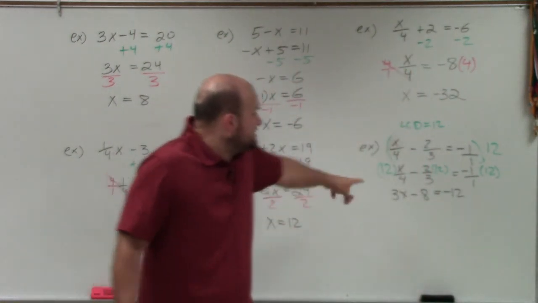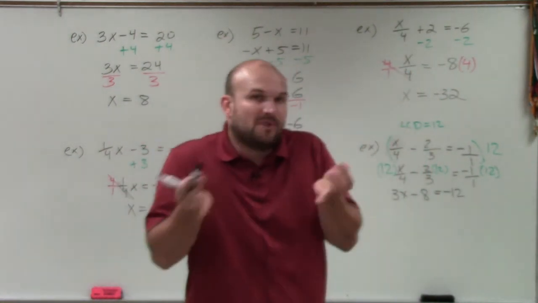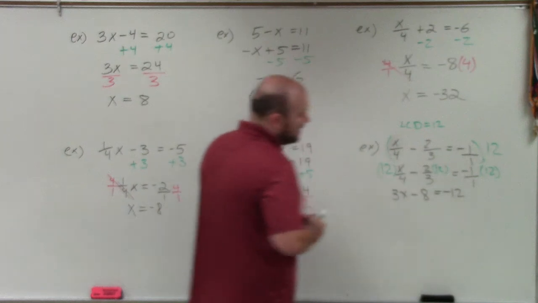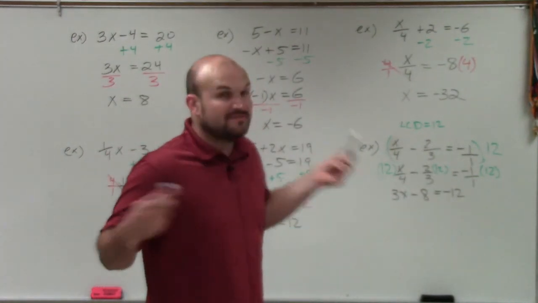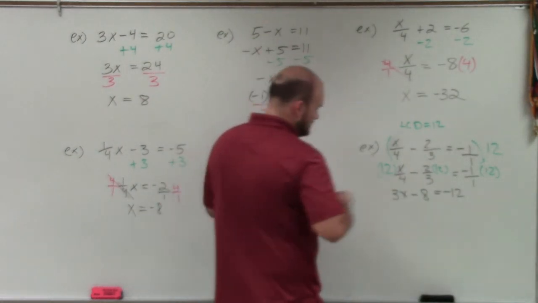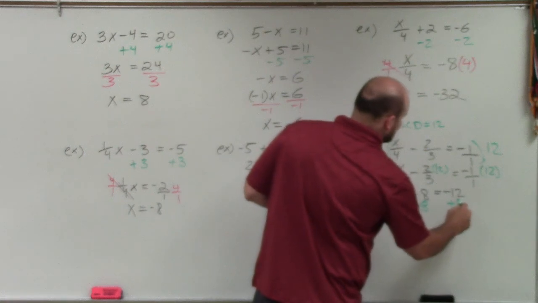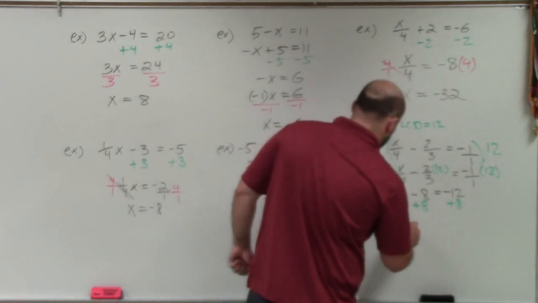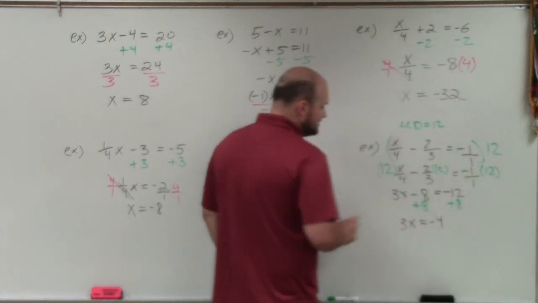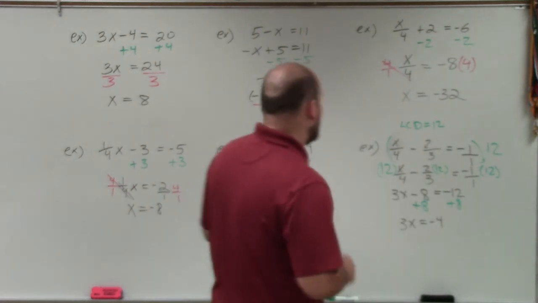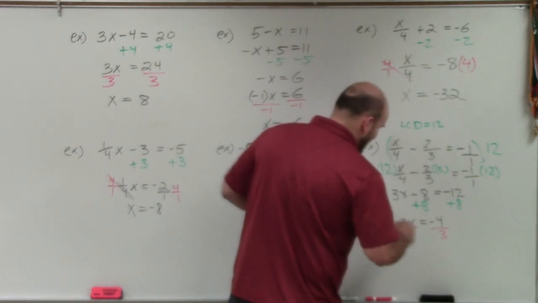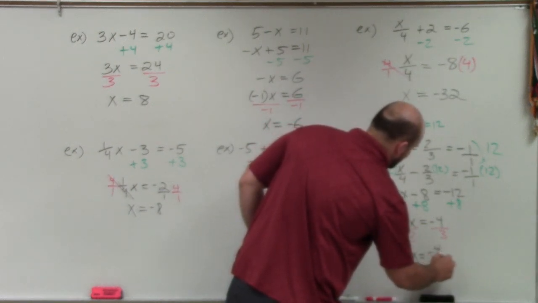OK, so now you can see I have a two-step equation, right? If I multiply by my least common denominator, I have now created an equation that does not have any more fractions. So now we just follow the exact same steps we've done before. I'm subtracting 8 from my variable term, so I'm going to have to add 8 to both sides. Therefore, I have 3x equals negative 4. Then, to undo multiplication by 3, I need to divide by 3. And my final answer is going to be a fraction, which is perfectly fine. x equals negative 4/3.